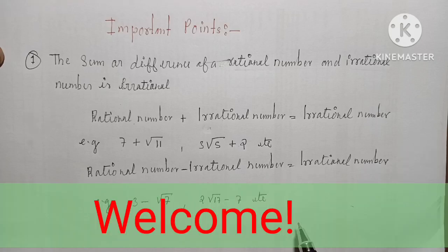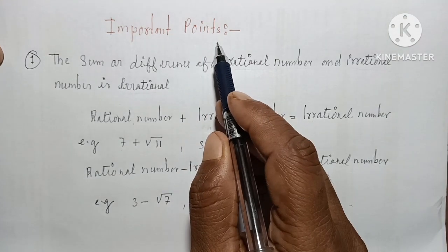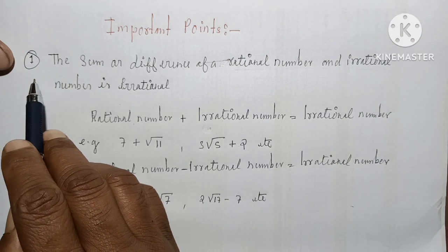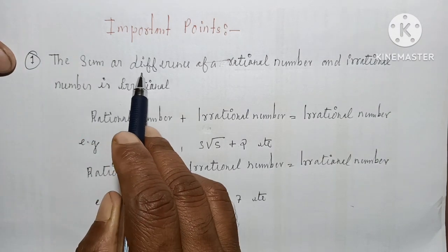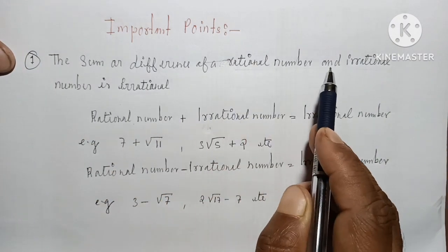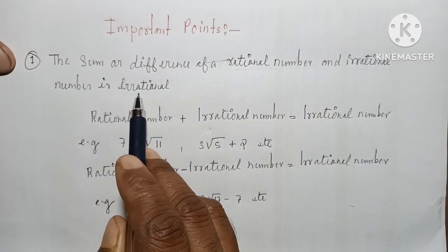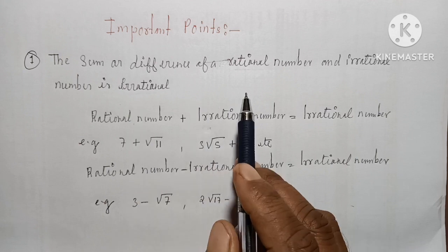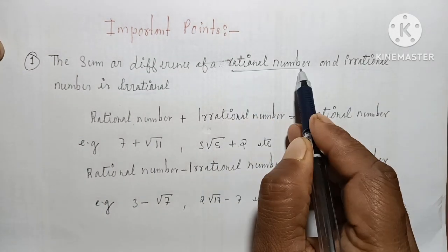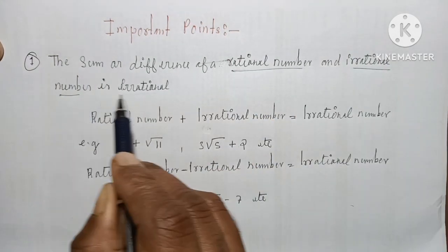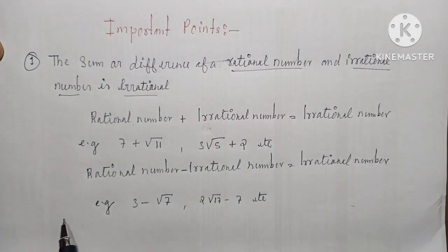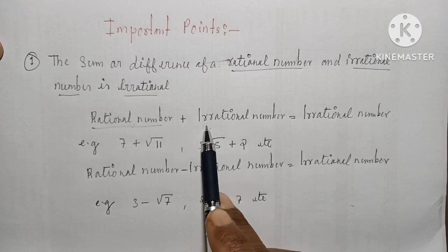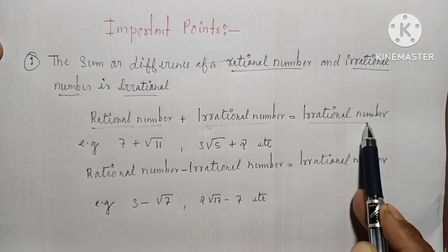In this video we discuss some important points. Here are a few important points. The first important point is that the sum or difference of a rational and an irrational number is irrational. Means if we do the sum or difference of one rational number and one irrational number, then we get an irrational number. The sum of a rational number and an irrational number is always irrational.